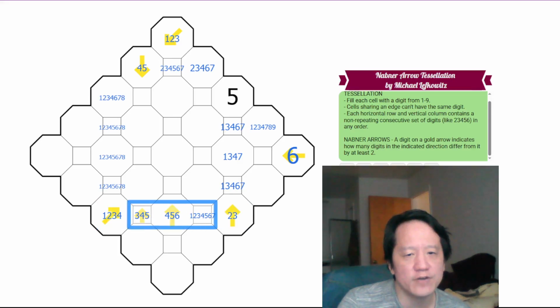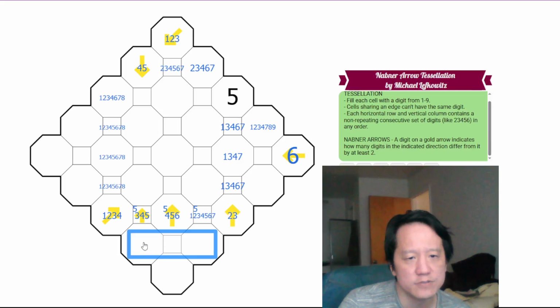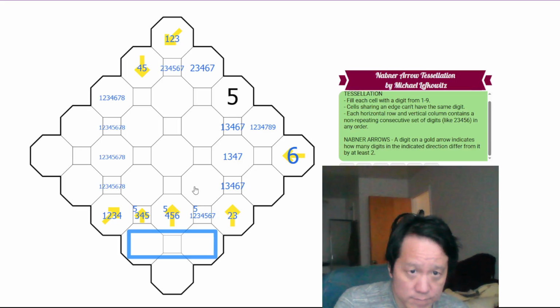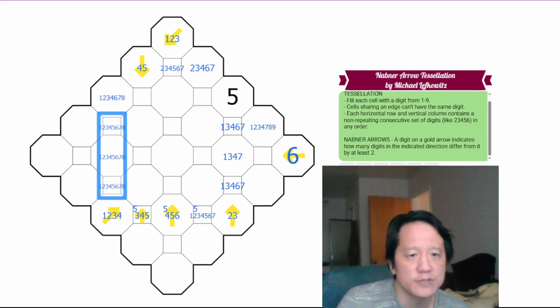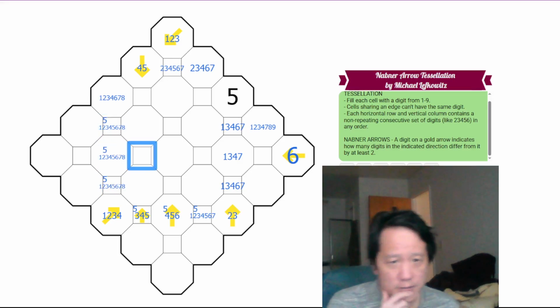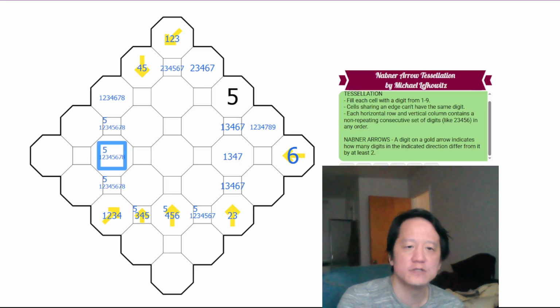We know 5 has to be one of these 3. So 5 could technically still be here. 5 is here. We don't know what that is. 5 has to be one of these 3. Okay. No 6 here because of 6 in the row.